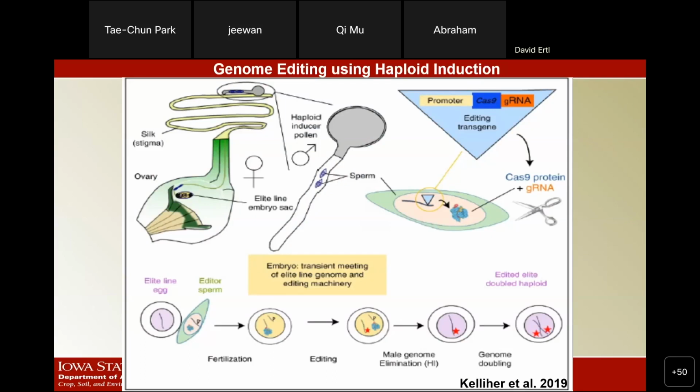A fusion happens. Then the male genome is eliminated after a few generations of mitosis. During this short time, the gene editing machinery can place edits in the female genome. The male genome is eliminated, including the transgenic editing machinery, and the resulting product would be an edited female genome, which hopefully can be doubled. It would be a single generation process to create a mutant in a target gene, and it would be free of transgenes, and because it's pollination based, it would be widely applicable.